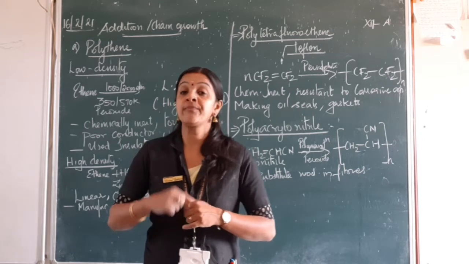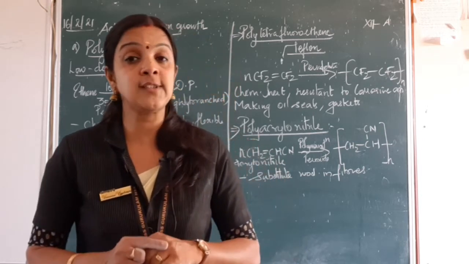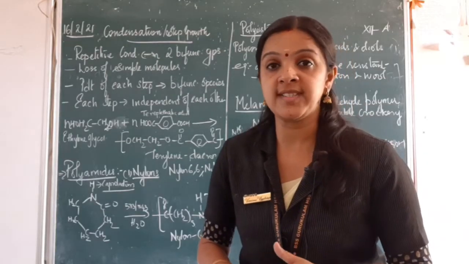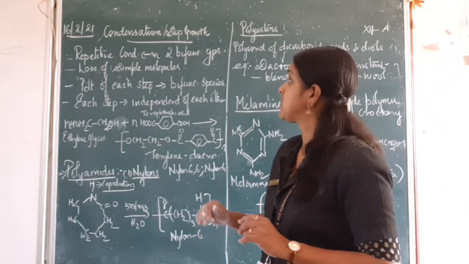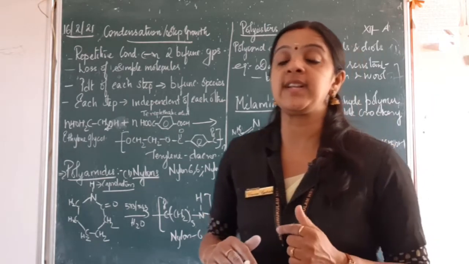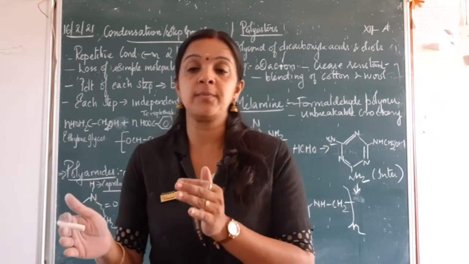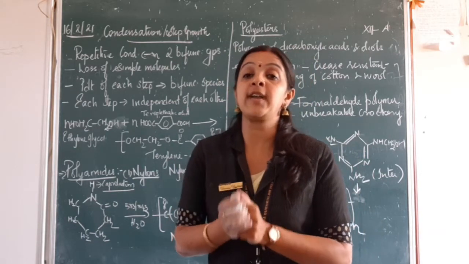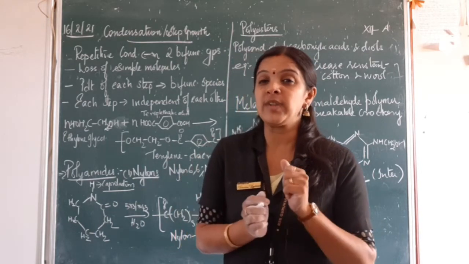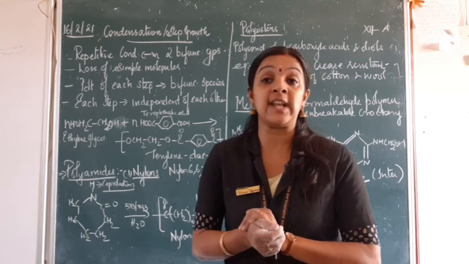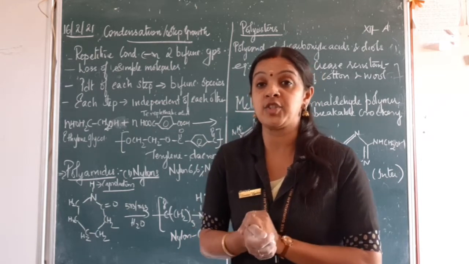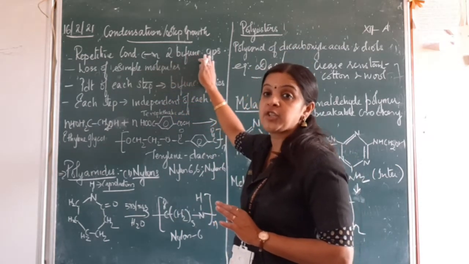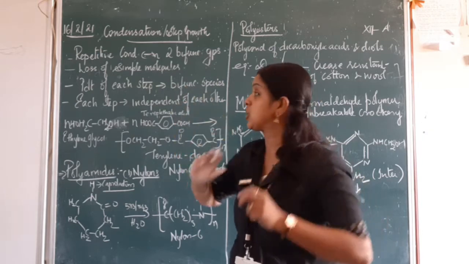Now we will get into step growth polymerization, also called condensation polymerization. We are going to start with condensation or step growth polymers. When I say condensation, which we have already seen before, condensation means there is a repetitive condensation of the monomer molecule, which can be bifunctional or trifunctional, with a loss of few simple molecules like water, alcohol and hydrogen chloride. So there is a repetitive condensation between two bifunctional groups, two different functional groups.